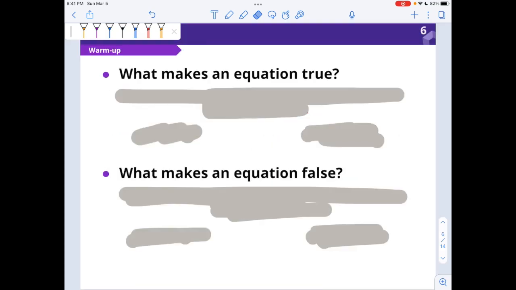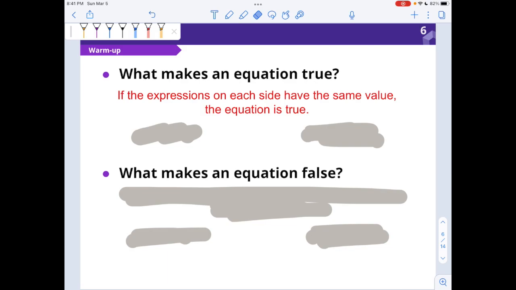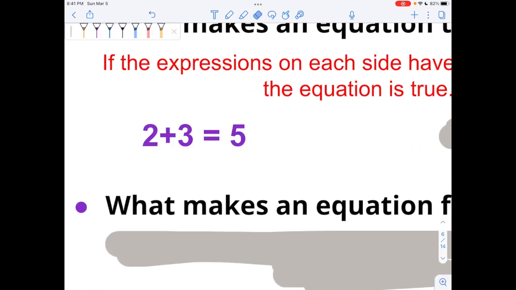So let's go back into this. What makes an equation true? If the expressions on each side have the same value, the equation is true. So let's look a little more at that. Here's a pretty simple one. 2 plus 3 equals 5.